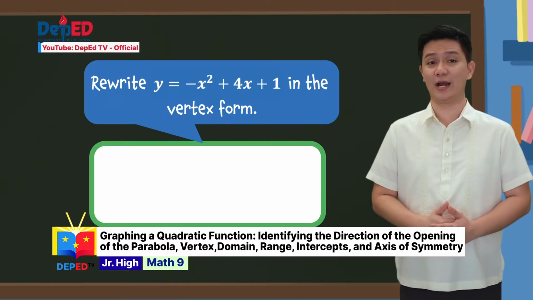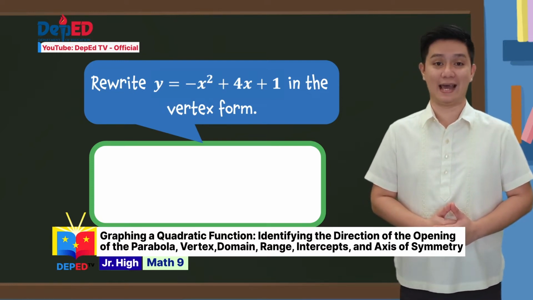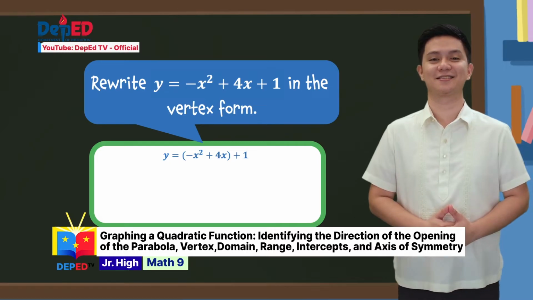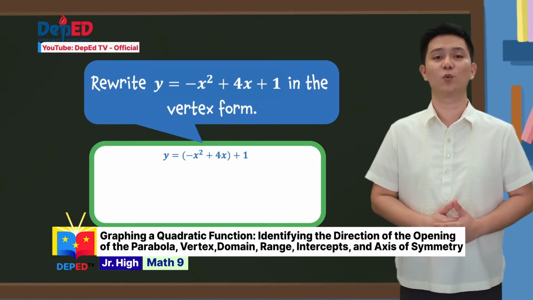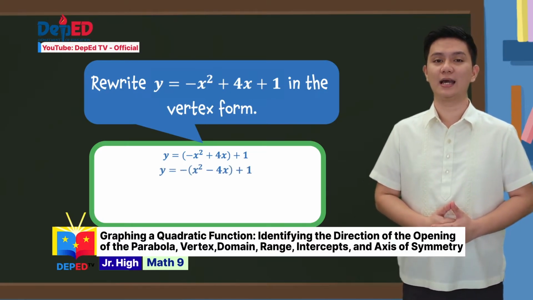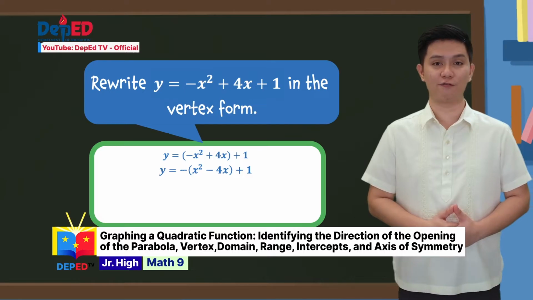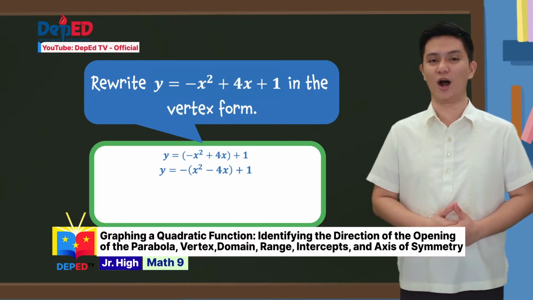We must separate the terms with a variable from the constant term, hence the parentheses. Next, we factor out the coefficient of x squared, which is negative 1. The equation becomes y equals the negative of the binomial x squared minus 4x plus 1.